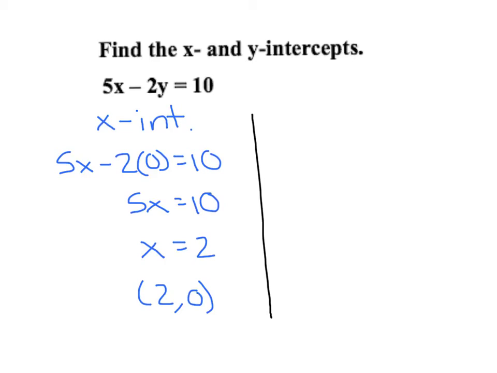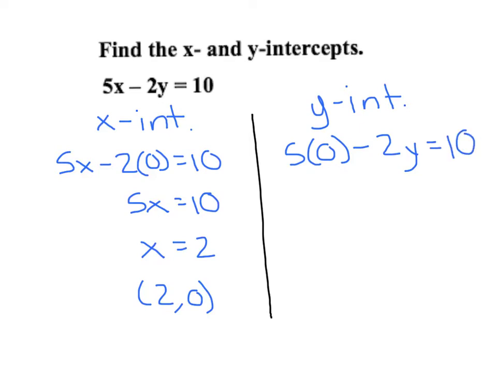To find my y-intercept, this time I know that my x value has to be 0, so I substitute x with 0, and now I solve for y. So here I'm going to have negative 2y is equal to 10. Therefore, y is equal to negative 5, and my ordered pair would be (0, -5).